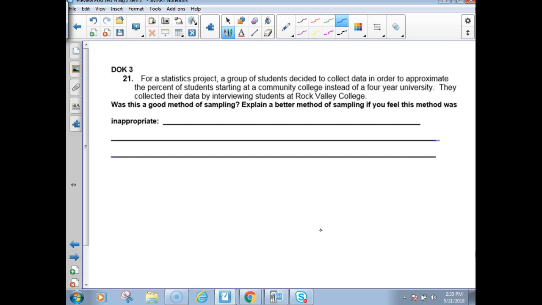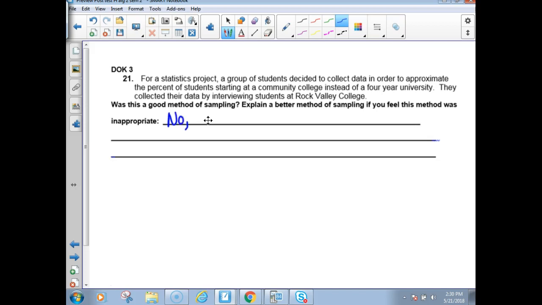All right, for a statistics project, a group of students decided to collect data in order to approximate the percent of students starting at a community college instead of a four-year university. They collected their data by interviewing students at Rock Valley College. Was this a good method of sampling? Explain a better method if you feel this method was inappropriate.